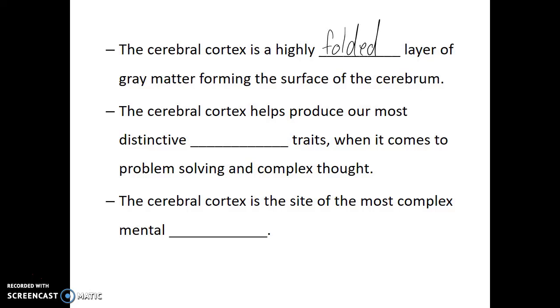The cerebral cortex helps produce our most distinctive human traits, especially when it comes to problem solving and complex thought. The cerebral cortex is the site of the most complex mental processing.